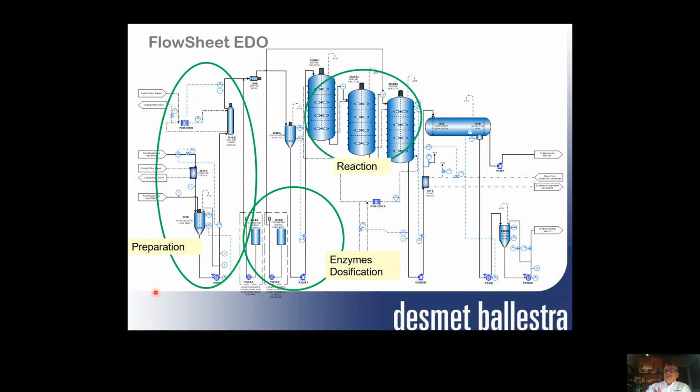But then it is a reaction with vessels, reactors, where we have gums passing from one to the other by simple gravity. The behavior of these gums after the enzyme dosification is like a liquid, so they can pass easily from one to the other without any pump or any other mechanical action.